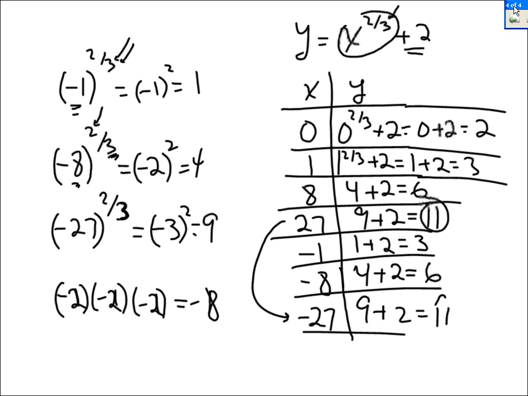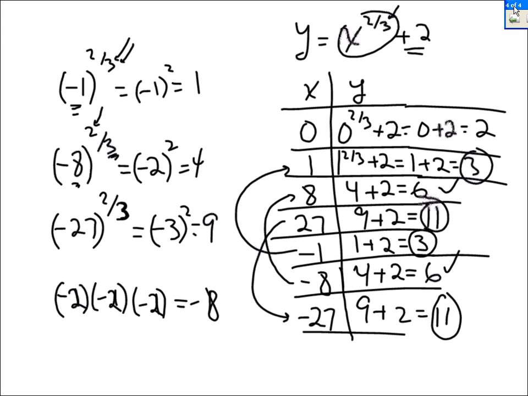We got the same answer when x was 27 or -27. -8 and 8, they both gave me back 6. -1 and +1, they both gave me back 3. Whether you plug in a negative number or a positive number, you get back the same answer. I don't mean any negative number and any positive number. I mean like 5 and -5, -11 and +11.